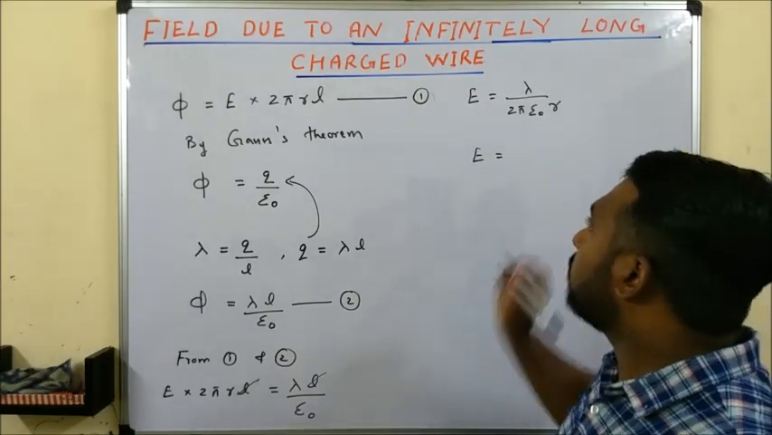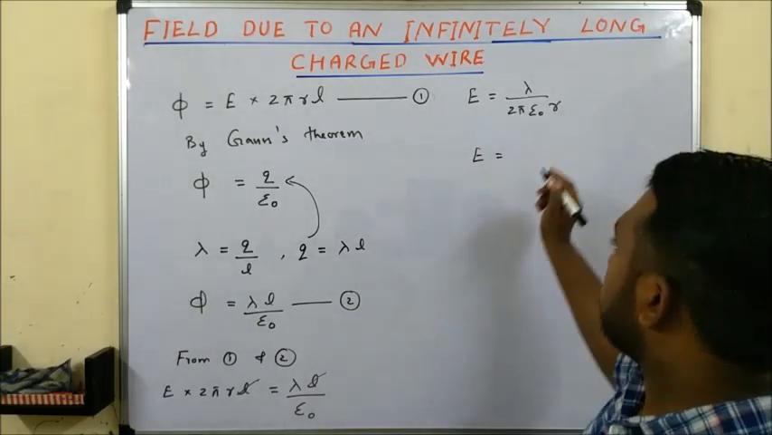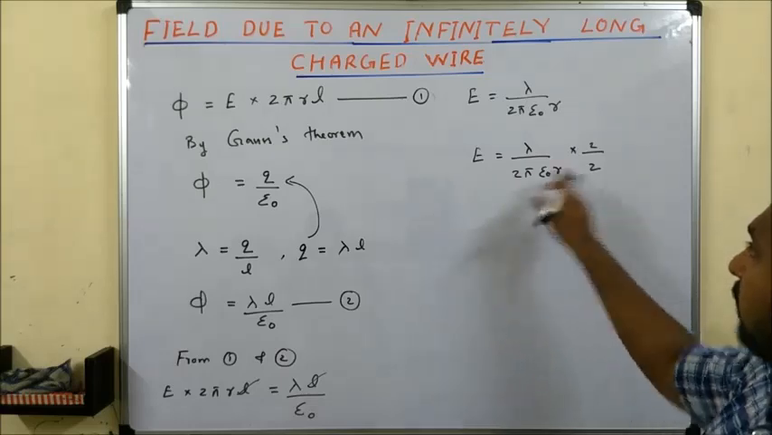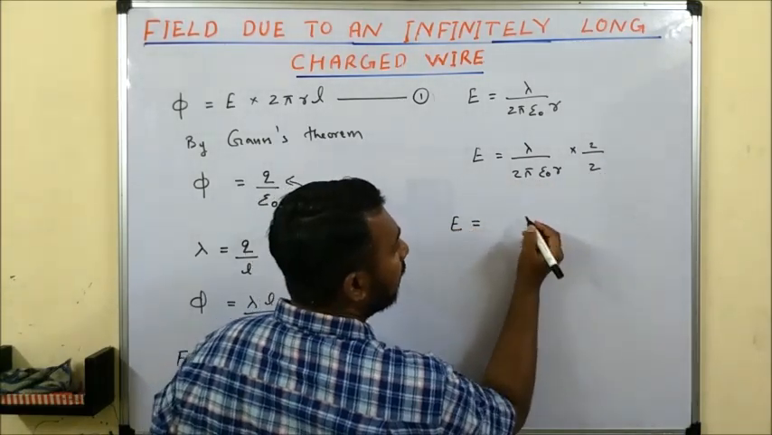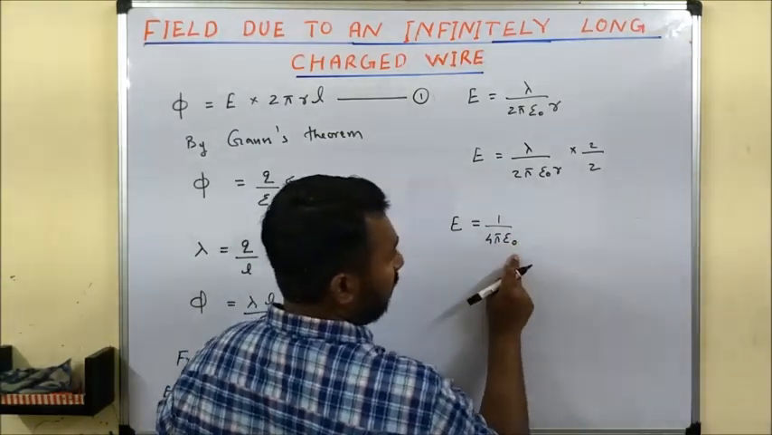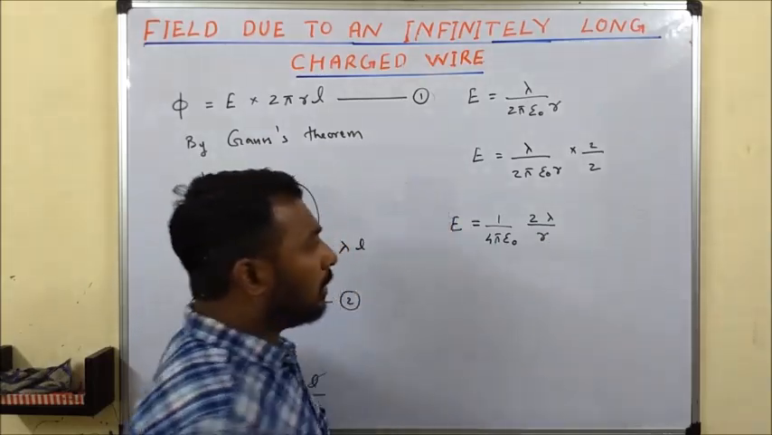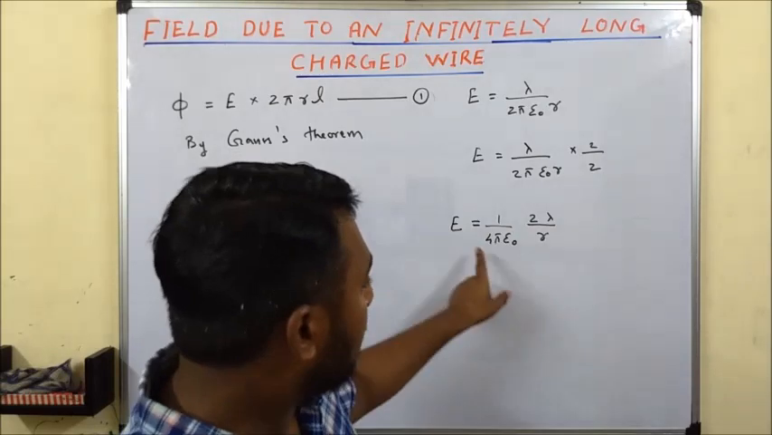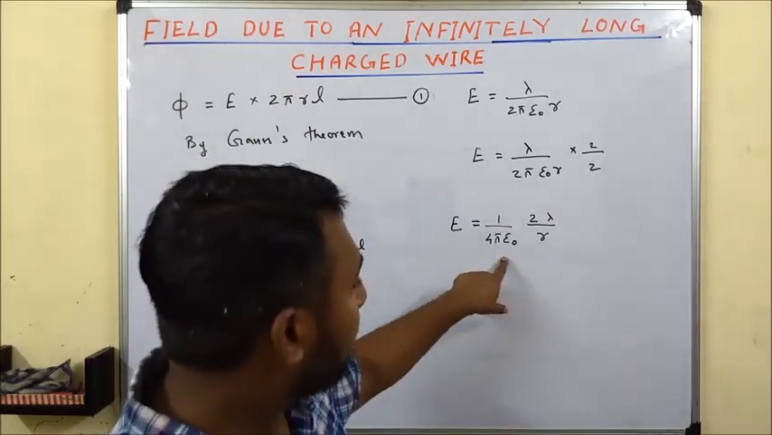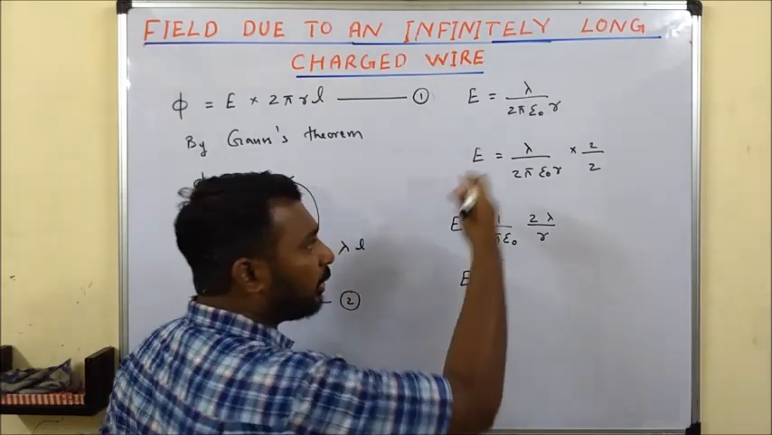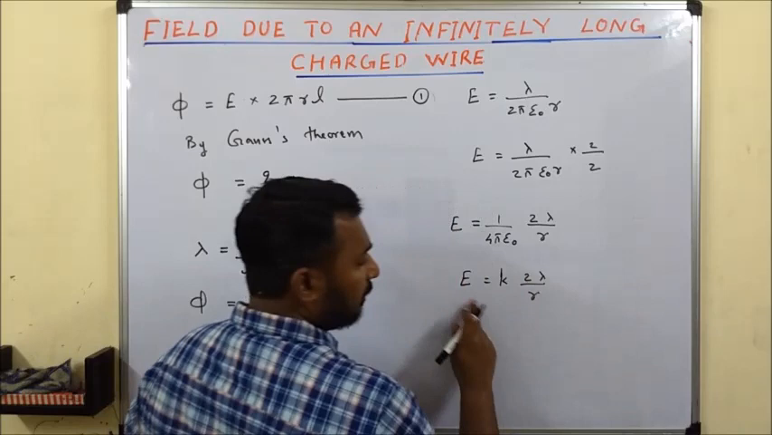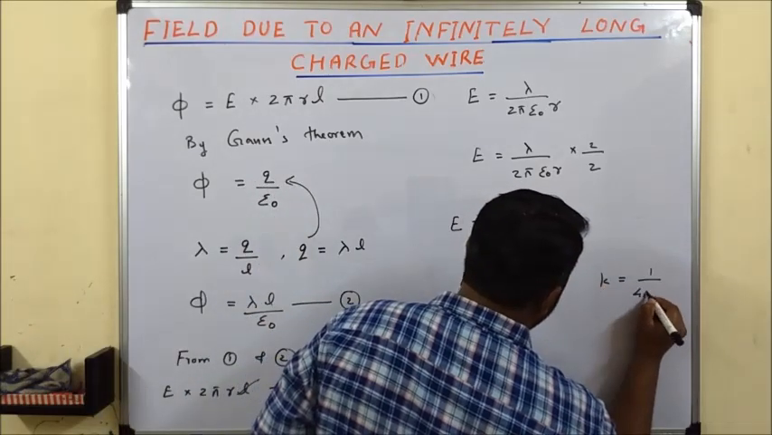You can modify this equation. What I am going to do is multiply 2 by 2 on the RHS. The RHS, lambda divided by 2 pi epsilon naught R, into 2 by 2, becomes E is equal to 2 lambda by 4 pi epsilon naught R. I hope you understand why you are multiplying by 2 by 2. So we can make this into a new format: E is equal to 1 by 4 pi epsilon naught times 2 lambda by R. This is a familiar value, K. I just want to convert this equation into a familiar format, E is equal to K times 2 lambda divided by R, where K is equal to 1 by 4 pi epsilon naught.